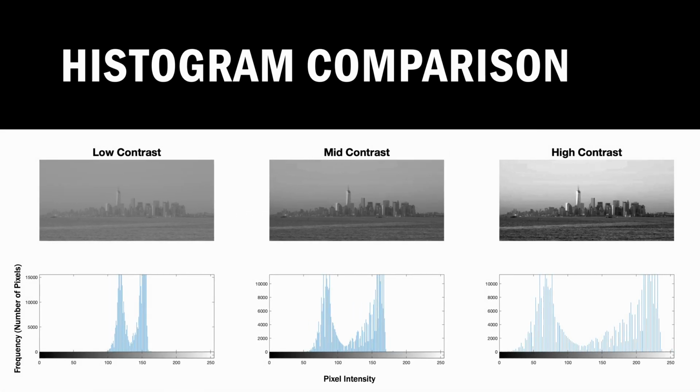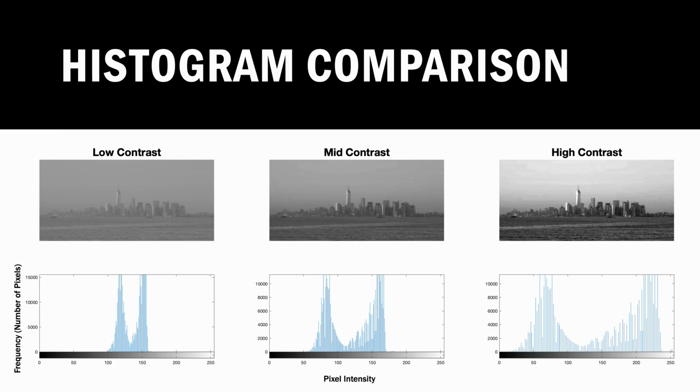On this slide, we are comparing three versions of the same image, each with a different level of contrast. At the top, you see the low-contrast version on the left, the mid-contrast version in the middle, and the high-contrast version on the right. Now, look at the bottom row, where each image has a corresponding histogram. A histogram shows how pixel intensities are distributed from dark to bright. At first glance, the overall shapes look somewhat similar, but the range of values being used makes all the difference.